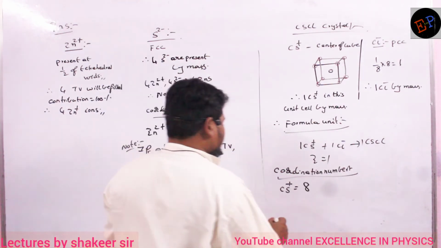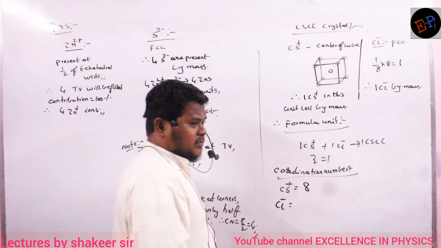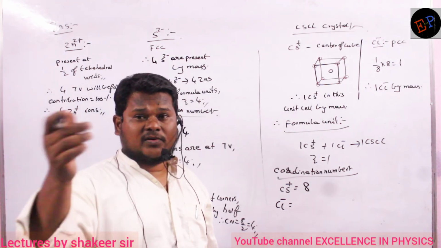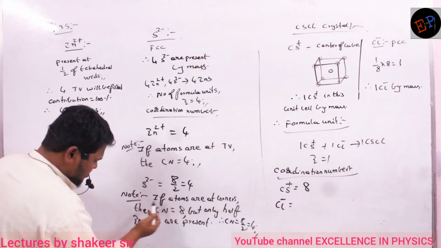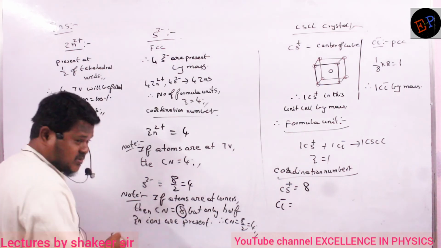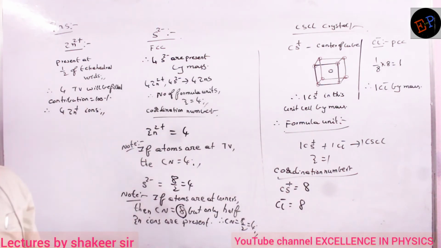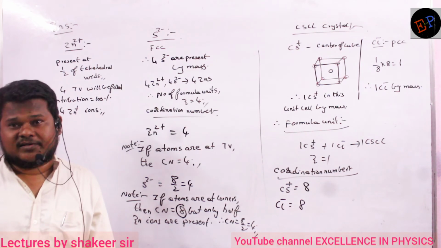Clear, no? Then what about the coordination number of Cl minus? Where is Cl minus present? At corners. If atoms are at corners, then the coordination number is how much? 8. Already we have discussed, no? Write it down. Clear? So this is about the crystal called CsCl crystal.